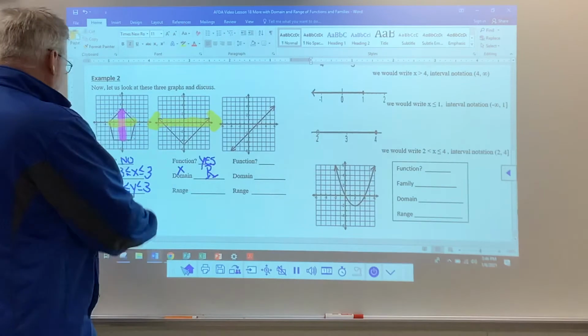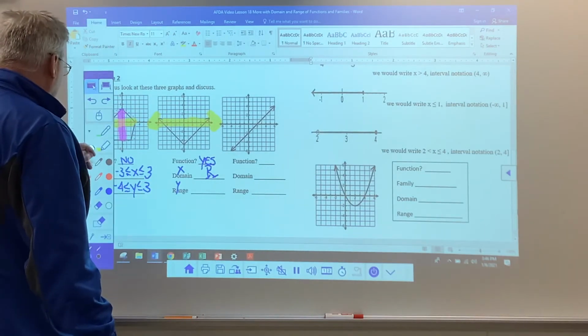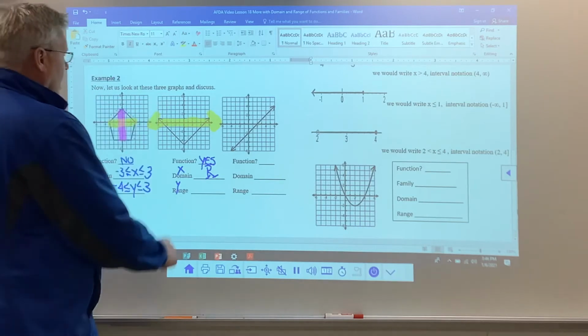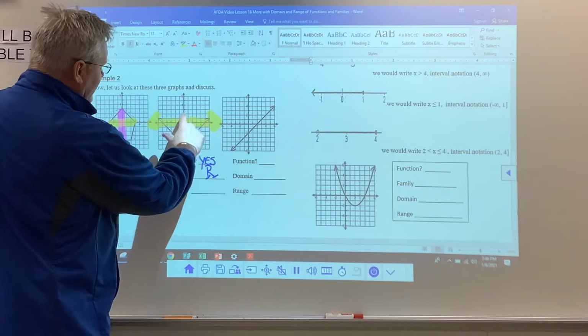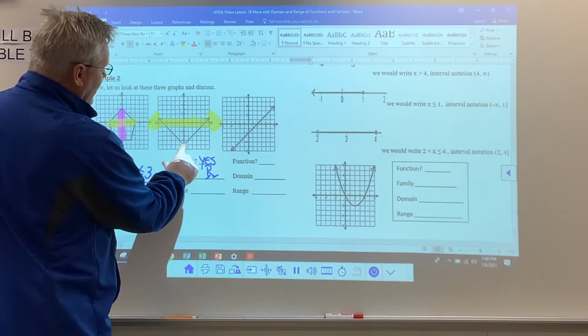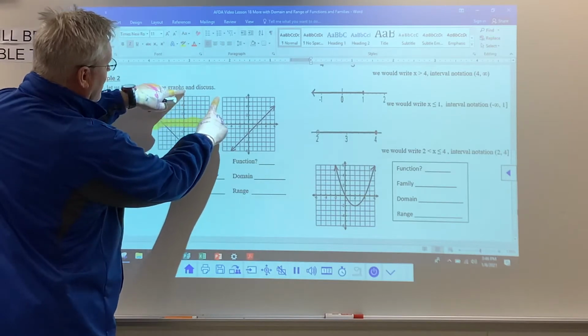Now, let's talk about the range. Again, we're talking about y values here. Let me grab a highlighter. And this is a little bit different. It doesn't go on forever. The lowest y value is right there. And then as this starts going up, the y values start going up.